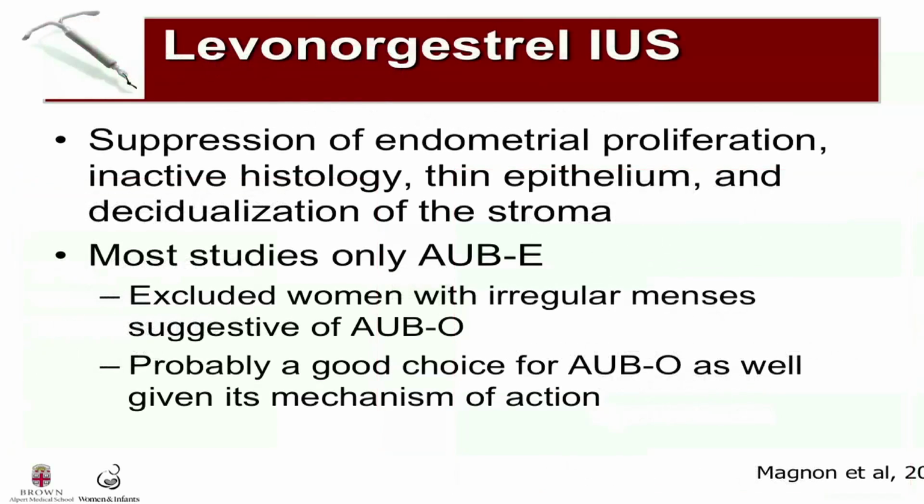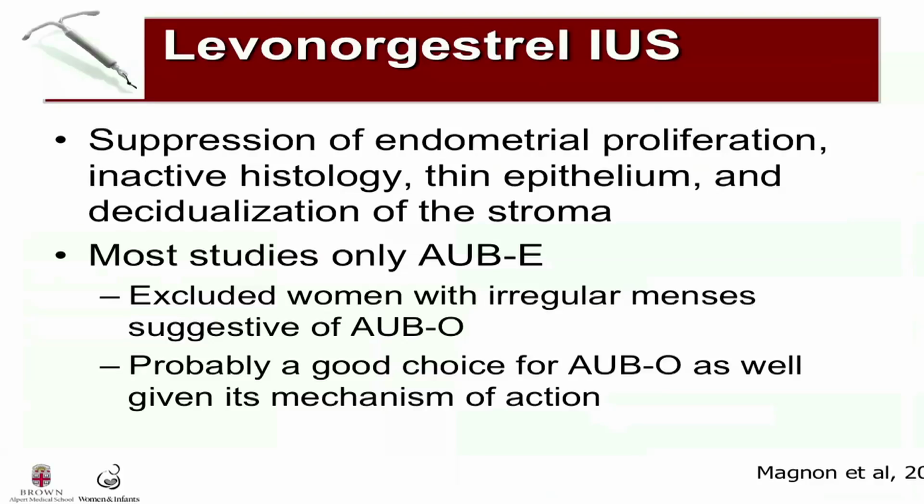So the first treatment to discuss is the levonorgestrel intrauterine system. The levonorgestrel intrauterine system releases 20 micrograms of levonorgestrel daily for 5 years. It causes suppression of endometrial proliferation and inactive histology, thin epithelium, and decidualization of the stroma. Overall, it causes this suppression of endometrial proliferation, which is thought to be why it works.